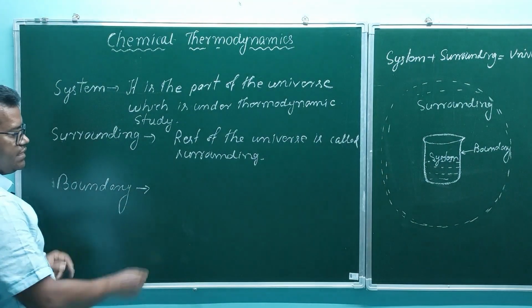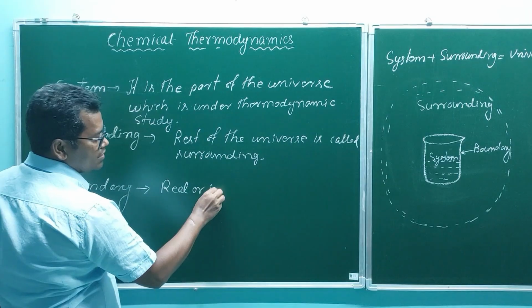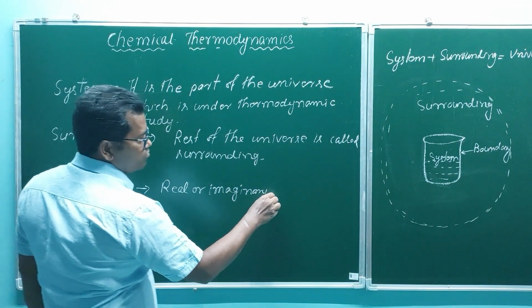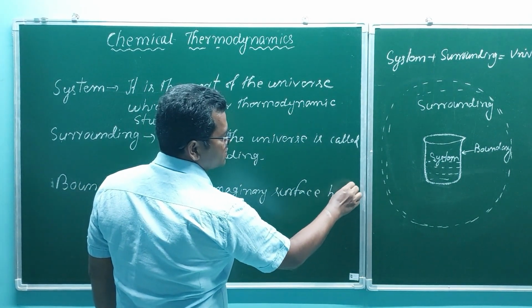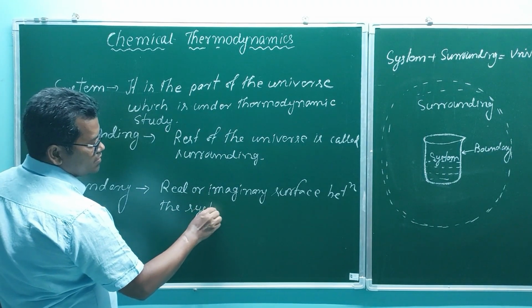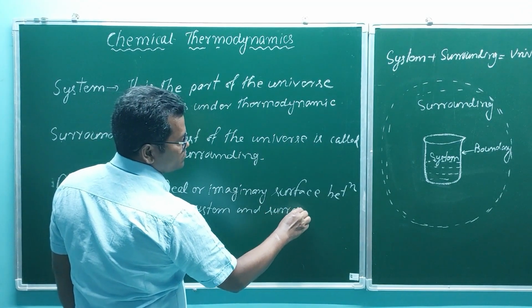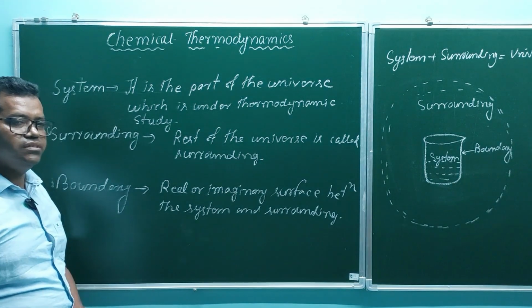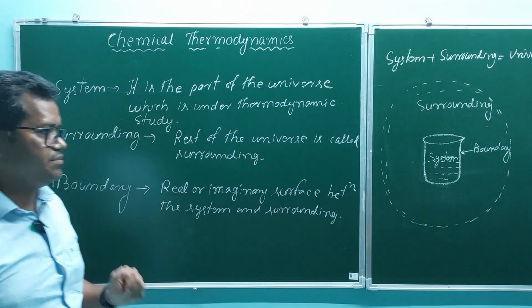Now what is boundary? It is the real or imaginary surface between the system and the surrounding. I think we have understood the concept of system, surrounding and the boundary.